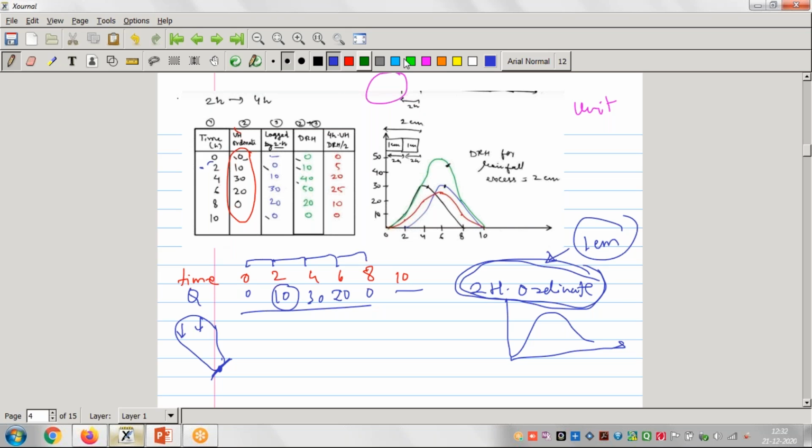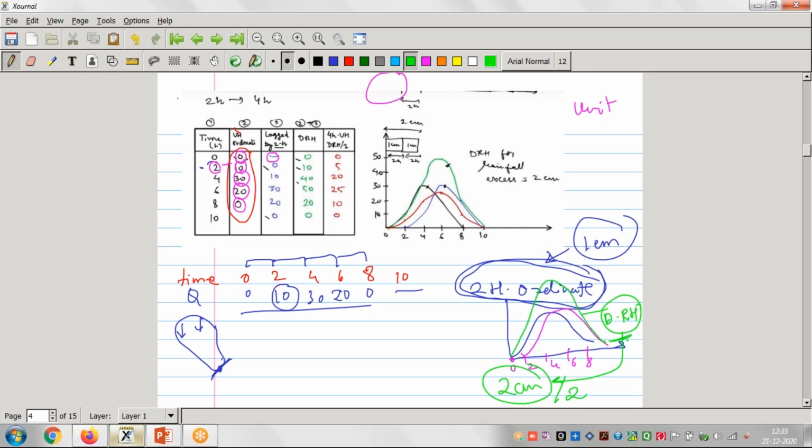That's why you will see this is kept as a dash, and this 0 ordinate, this 10, then 30, then 20, then 0 is again kept here. After 2 hour, this is 0, then 2, then 4, then 6, then 8, likewise. After 2 hour, if we draw the same ordinate again, it will come like this. Then when we add these two hydrographs, we will get a new hydrograph, something like this. This will be called the direct runoff hydrograph, but it is because of 2 centimeter rainfall.